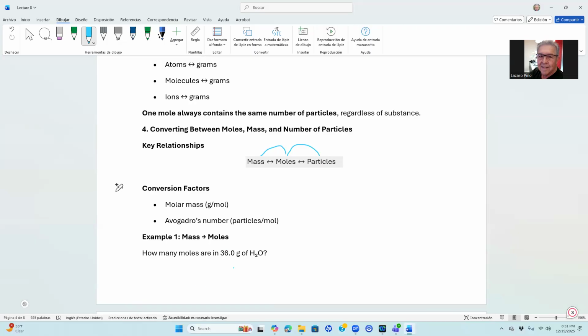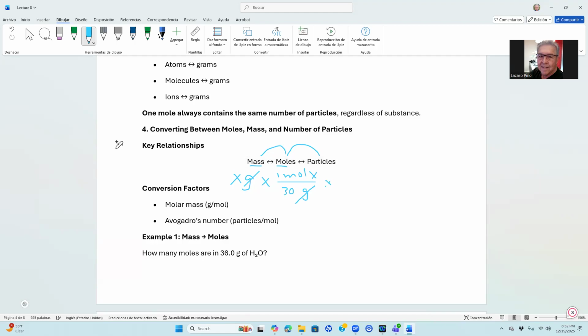Well, if you have a certain mass of one compound in grams, and you say that one mole of the same compound X is a certain mass, suppose it is 30 grams, then you can cancel grams with grams, and then you convert mass into moles.